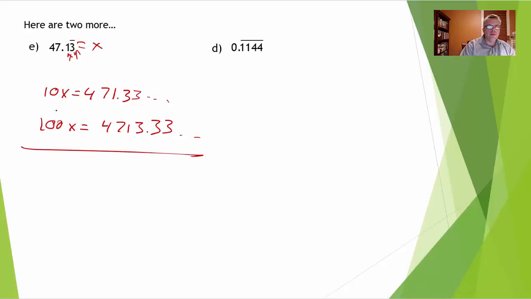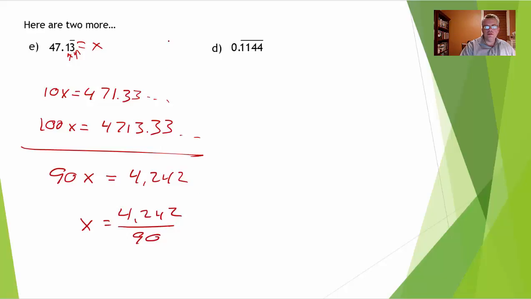Alright? Bigger one minus the smaller one. That'd be 90x. And 4,713 minus 471. I got this here. I think is 4,242. Okay, then we divide. Kind of a cool trick, but this is all there is to it. And so, ideally, any repeating decimal pattern we could do this with.